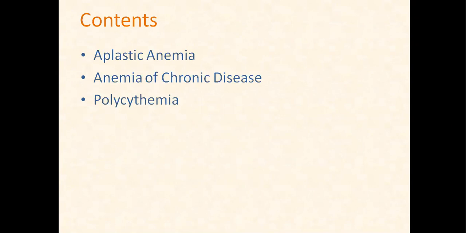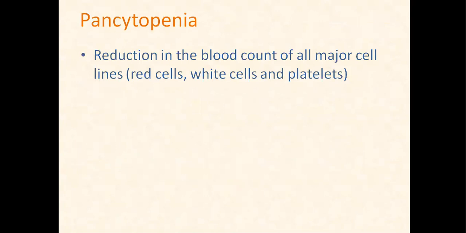This lecture consists of two parts. Today we discuss only aplastic anemia, and in the other lecture we will discuss the anemia of chronic disease and polycythemia. Pancytopenia is a reduction in the blood count of the major cells, which are the red cells, white blood cells, and platelets.